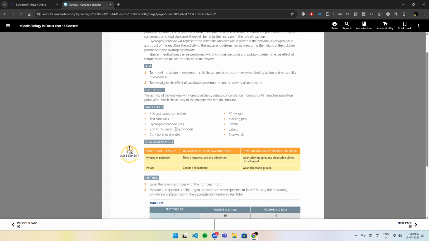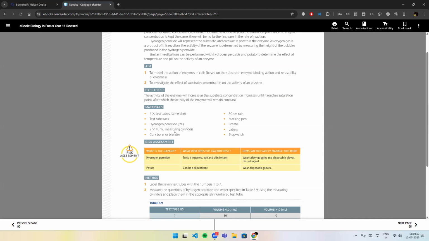Hydrogen peroxide will represent the substrate and catalase in potato is the enzyme. As oxygen gas is a product of this reaction, the activity of the enzyme is determined by measuring the height of the bubbles produced in the hydrogen peroxide. Similar investigations can be performed with hydrogen peroxide and potato to determine the effect of temperature and pH on the activity of an enzyme.